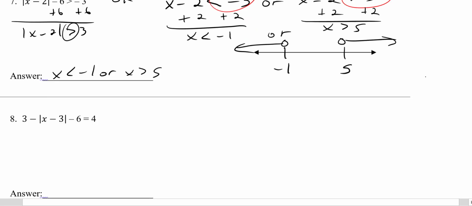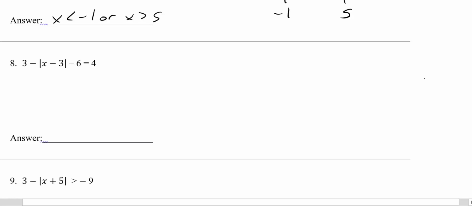All right. Let's do this next one. Next one's a little tricky. See at 3, basically we're combining like terms before you even start the problem out, okay? So I made it a little tricky. So it's 3 minus 6. So we really have negative absolute value of x minus 3. Don't forget that negative in front. Okay, minus 3. 3 minus 6 is negative 3 equals 4.